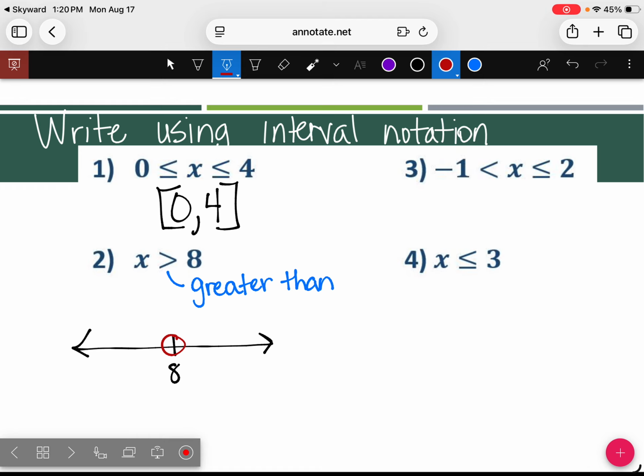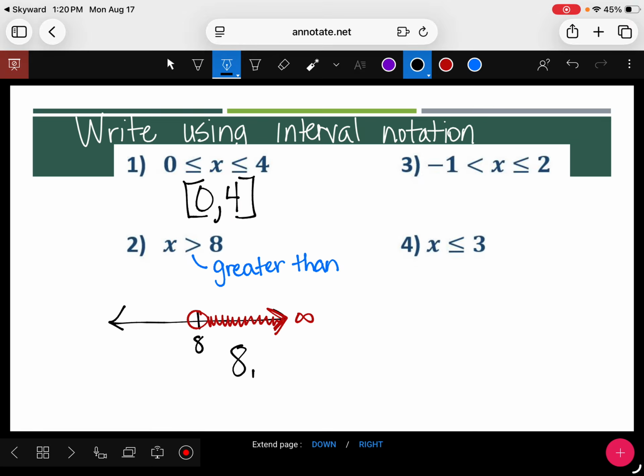So there's an open circle and it's greater than, which means it's going this direction. And it never stops going to the right. The largest number in the world is infinity. So the interval for number 2 would be 8, comma, infinity. Infinity never gets a bracket because it's not a real number. It's a concept. It's impossible for me to say, I'm going to give you an infinite number of points. That's not possible. So it always has a parentheses. If it's positive infinity or negative infinity, it will get a parentheses.